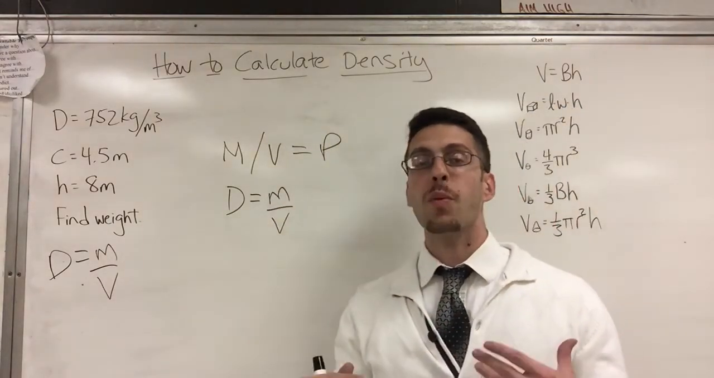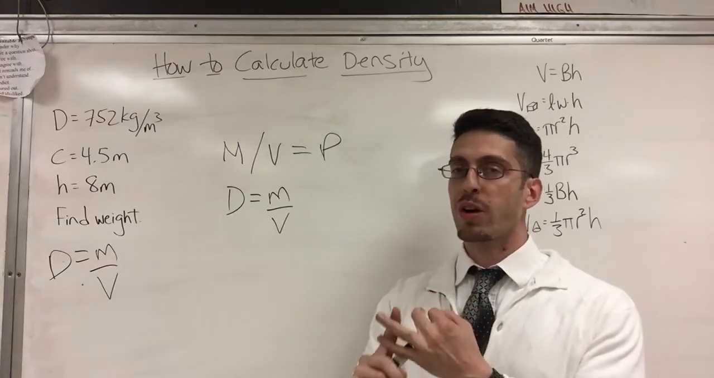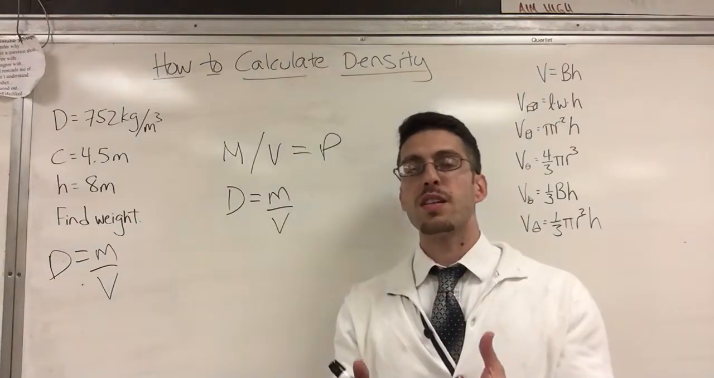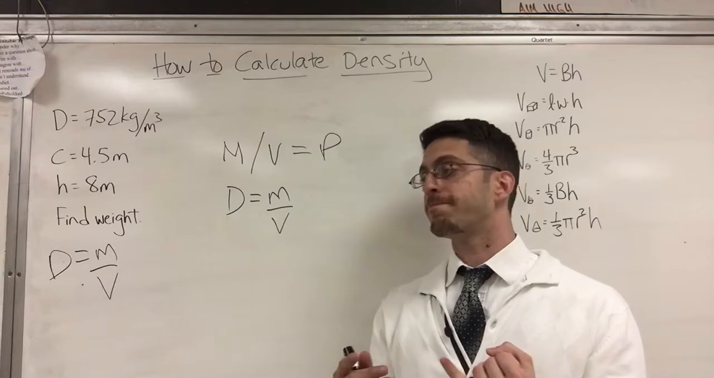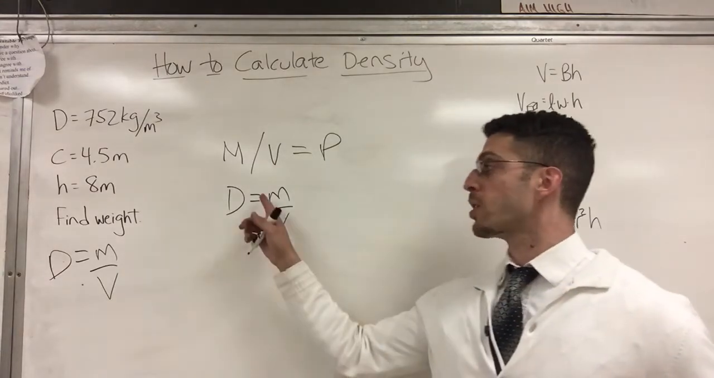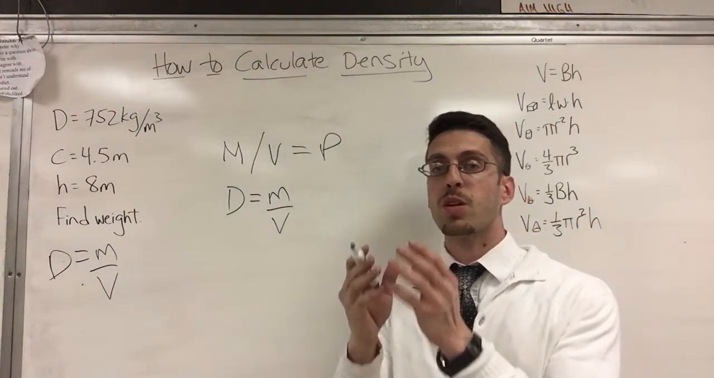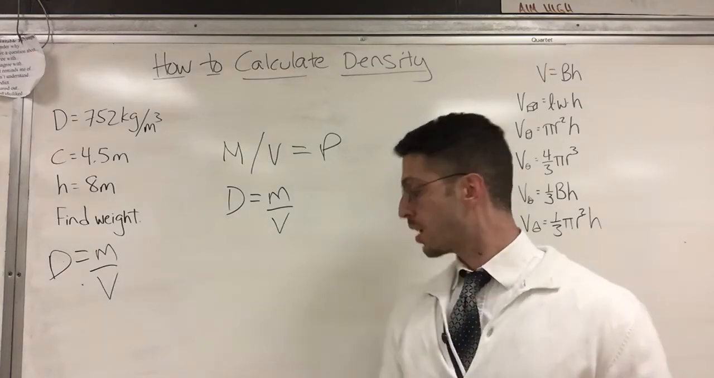Mass is weight. How much does something weigh? You find that using pounds or kilograms, stuff like that. Volume, space, is measured by cubing length, like feet, inches, centimeters, cubed, stuff like that. So this is going to be weight per space. That's what density is. It's how much something weighs per how much space it takes up, per unit of space.